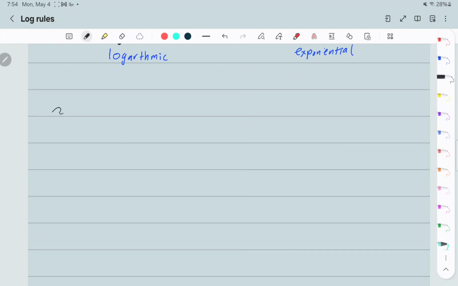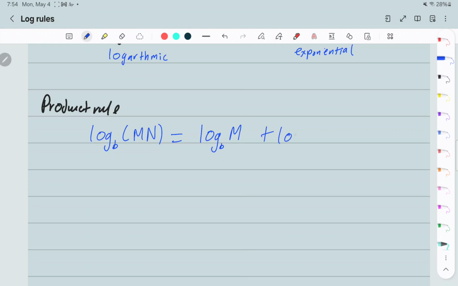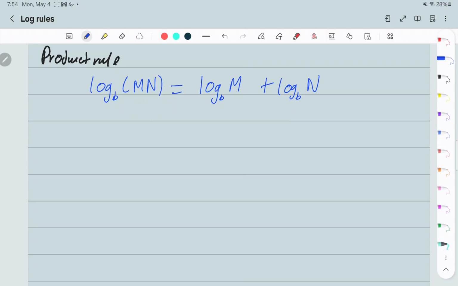The first rule is the product rule. According to the product rule, if you have a log base b and two separate expressions m and n, then if they're being multiplied, you can separate them by a plus sign. You say log b m plus log b n, as simple as that. We're going to see all the rules in action after I'm done listing them, so we can refer back.